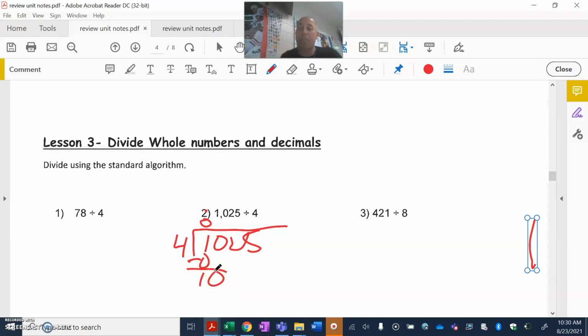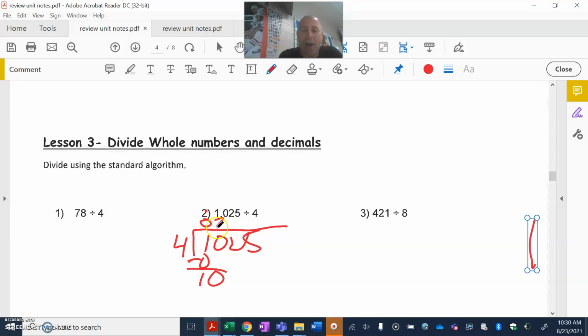Now, some of you with prior experience might say, whoa, can't I just skip over to the 10? You can. Again, I'm going to show it as if it's your first time that you have seen it. So, yeah, here we go. How many groups of 4 can you pull out of 10? Well, I can pull 2 of them out there.